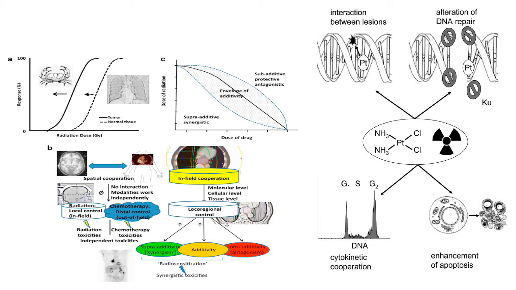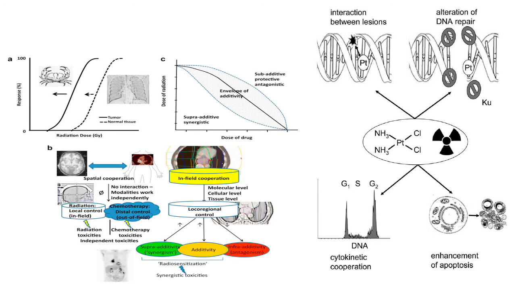Finally, here I would like to show schematically how radiation works in combination with chemotherapy when given simultaneously as a chemosensitizer. It can work in a supra-additive or sub-additive manner. Supra-additive is when there is an increase in effects, while sub-additive is when there is inhibition of effects.